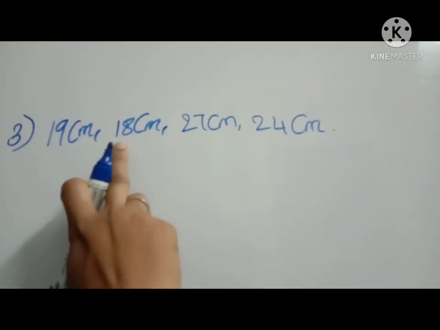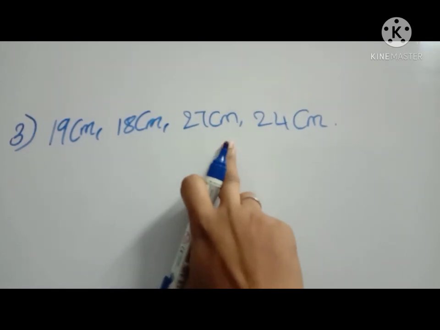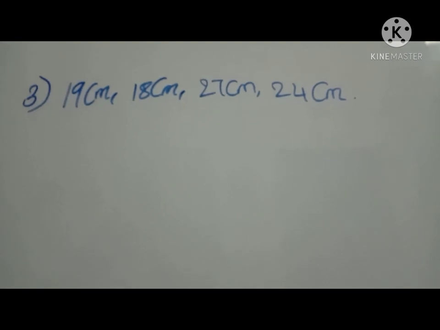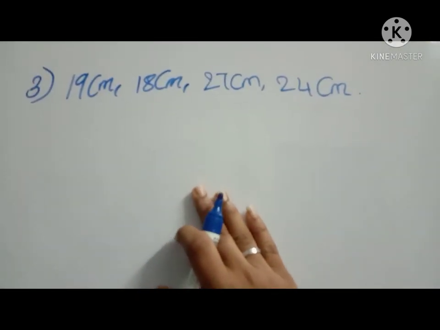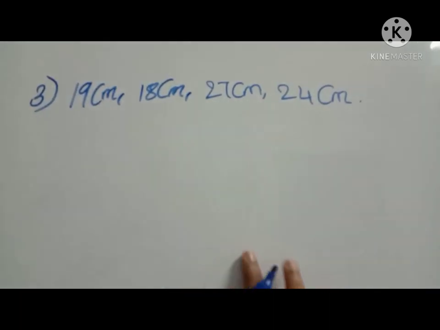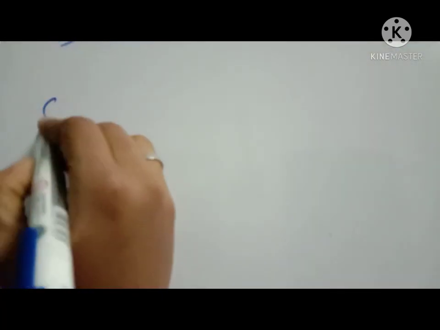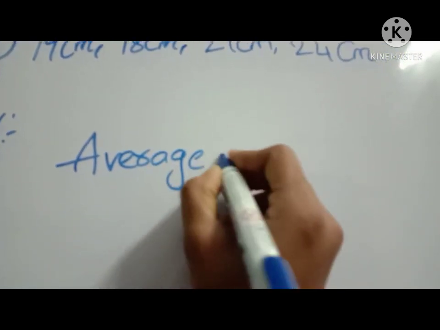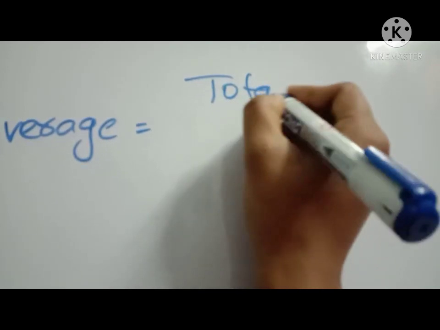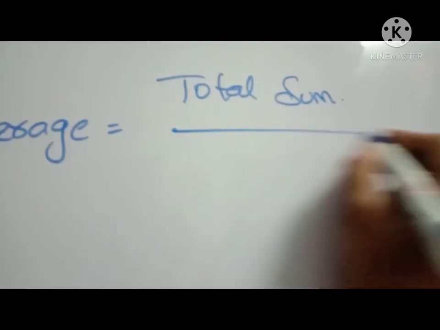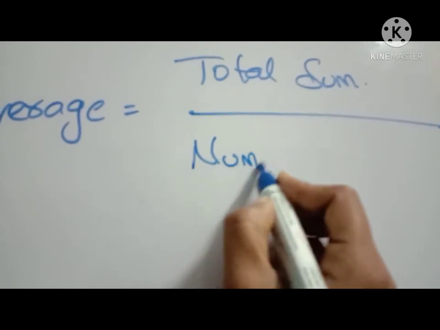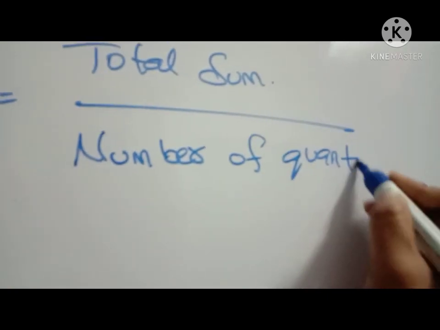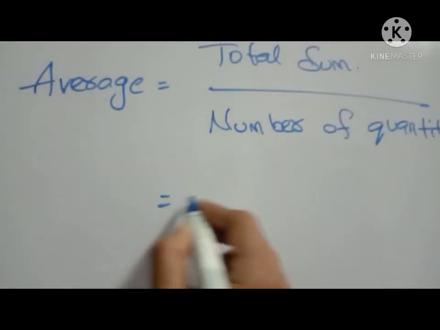19 centimeters, 18 centimeters, 27 centimeters, 24 centimeters. At first what we have to write? At first we have to write the average equals to total sum by number of quantities. The formula is there, no? Write that formula. See here. Average equals to total sum by number of quantities.